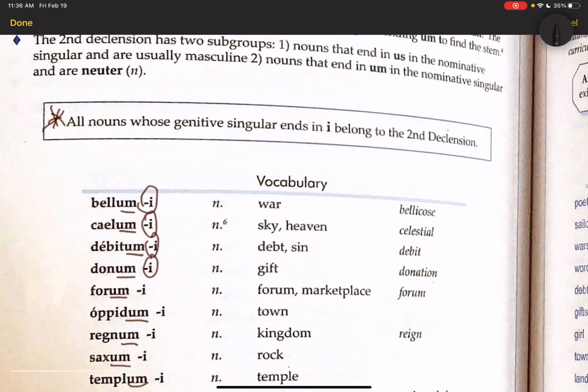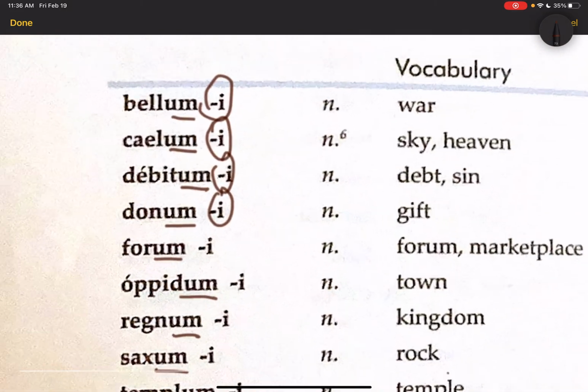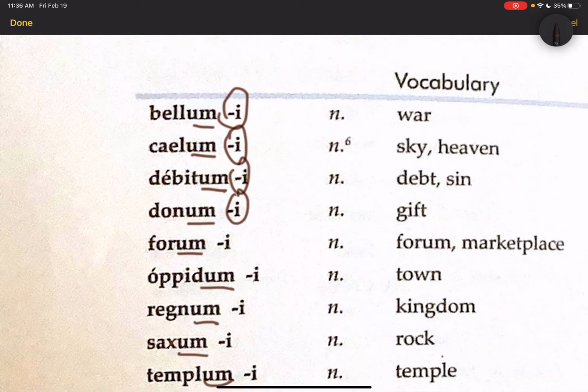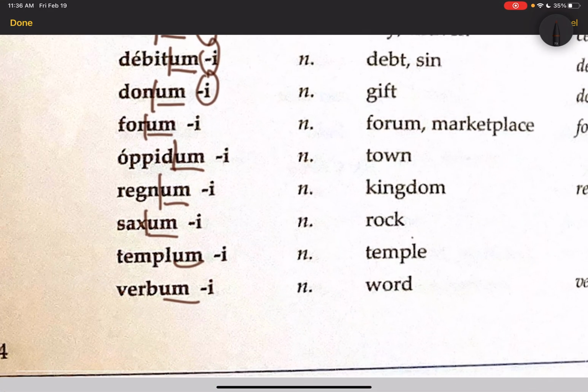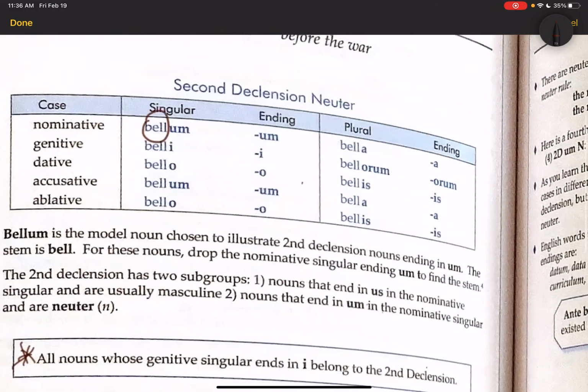For the other words, let's look. So bellum, we have bell. Caelum, we cut off the um and we get cael. Debitum would be debit. Donum would be don. Forum, for. Oppidum, oppid. Regnum, regn. Saxum, sax. Templum, templ. And verbum, verb. So that's our stem. And for each of those, we just add these endings.